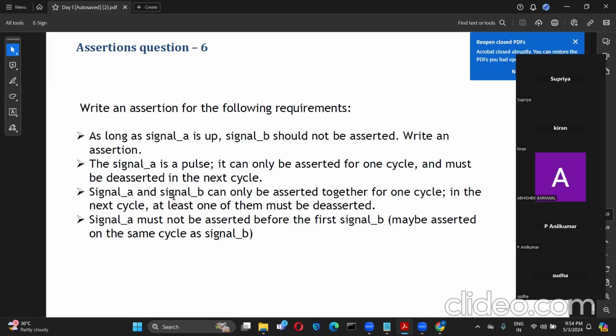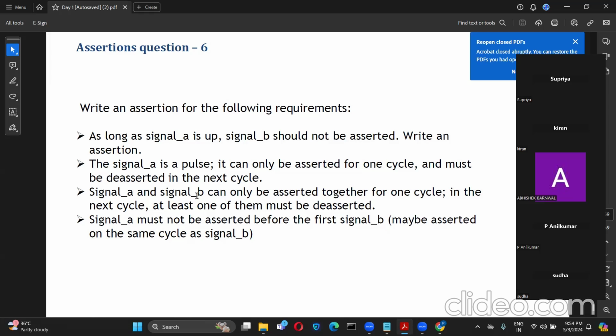But if you write implication like that, signal A and implication signal B, in that case, when signal A is high, then only it will work. Actually if you are using overlapping, the signal B can also be asserted in the same clock cycle, so it will work. But you have some other condition also, so there will be a sequence of implications. What you can do is create one sequence. In that sequence, you can write signal A, implication signal B.